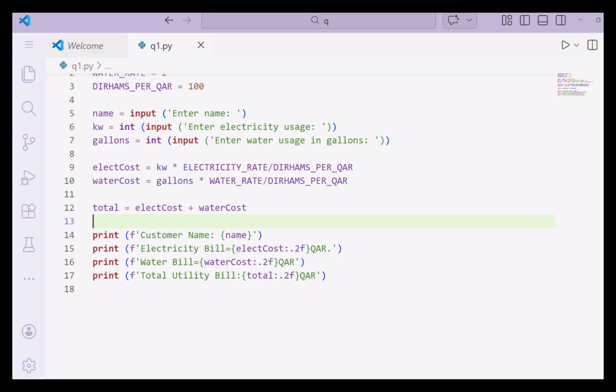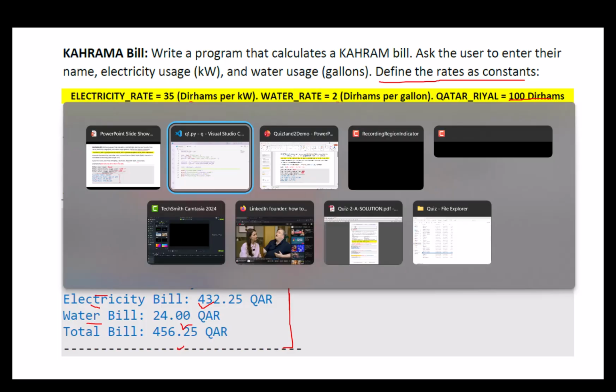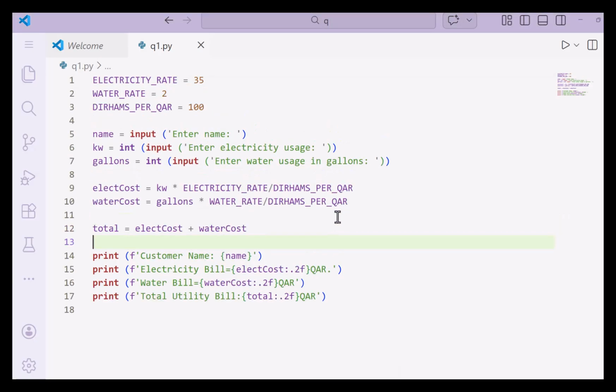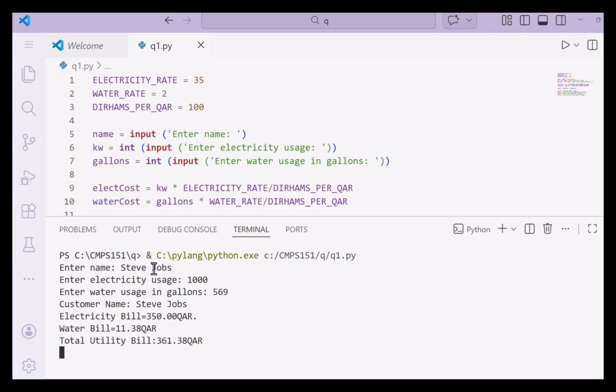That's it. If I go back to the question, here is our question. Maybe we need to just add this output. It's not a big deal, just a print. And customer name, electricity, and so on. Now I would go to the code and run. Enter name, Steve Jobs, 1000 kilowatts and 569 gallons. So customer name, Steve Jobs, electricity bill in Qatar Riyal, water bill is this much, and total bill is that much.